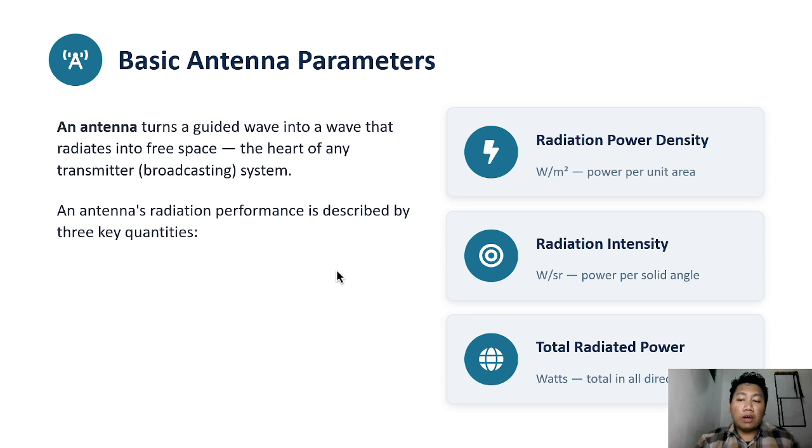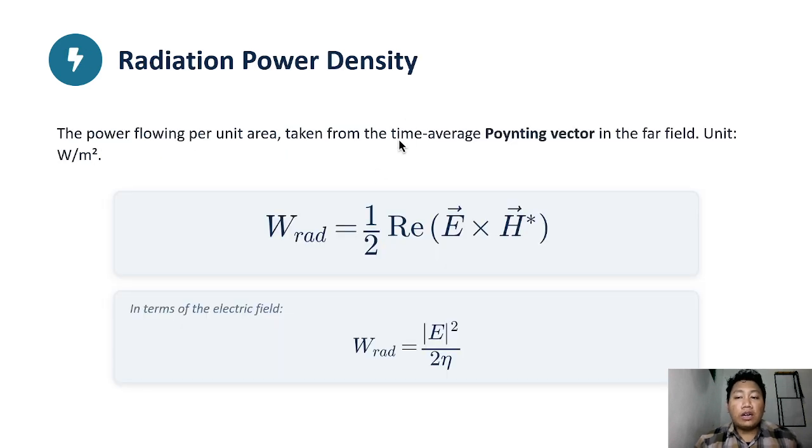Now, to describe how well an antenna radiates power, we use three main quantities: radiation power density, measured in watts per square meter, radiation intensity in watts per steradian, and the total radiated power in watts. These three are all connected, and we'll look at them one by one. So let's start with the first one.